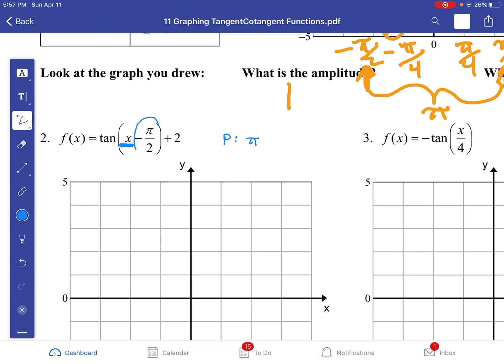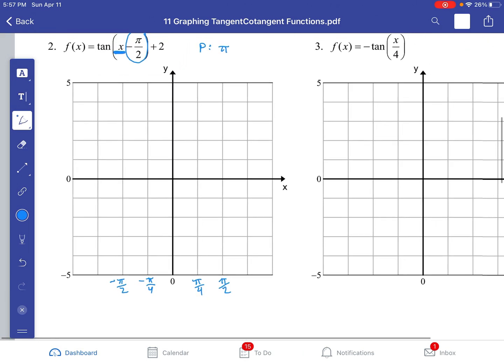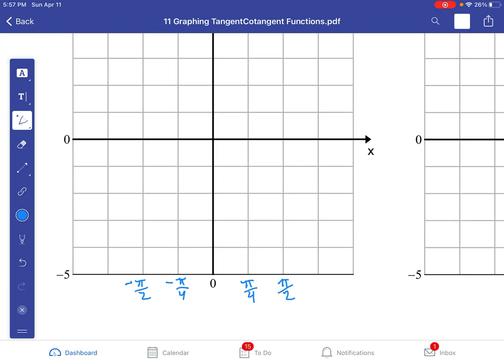Find the horizontal shifts. Our horizontal shift is found right here. We're going to the right by pi over 2. So how many intervals is that? If we look at our graph down here at our intervals for our period, pi over 2 is 1, 2 intervals from the y-axis. So we're going to add 2 intervals going to the right.